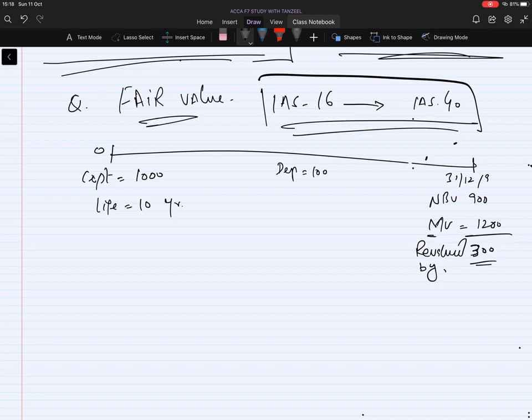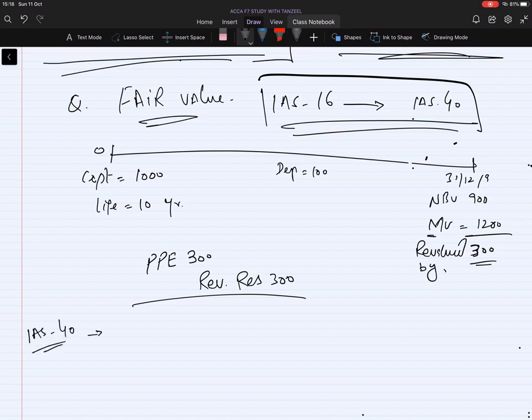We were using PPE before, so increase PPE by 300 and credit revaluation reserve, because all the changes go to revaluation reserve. And then we will switch to IAS 40. Now we will change to IAS 40. We will increase investment property by 1200, this is our 1200, and then credit PPE.